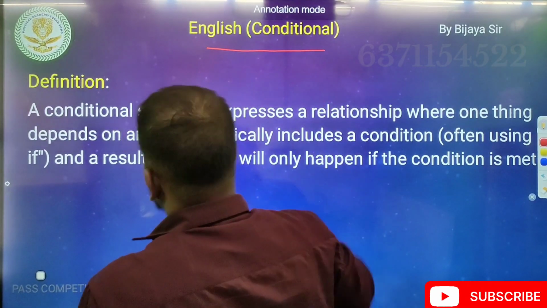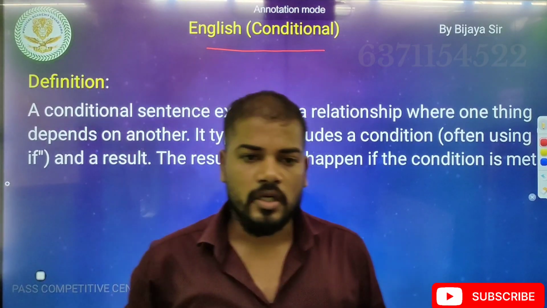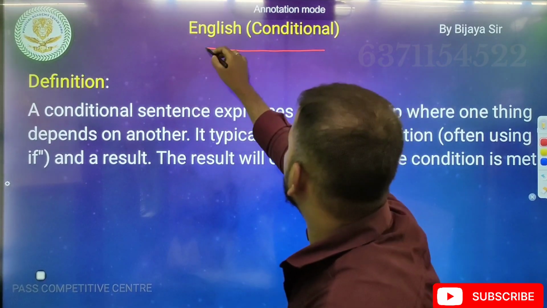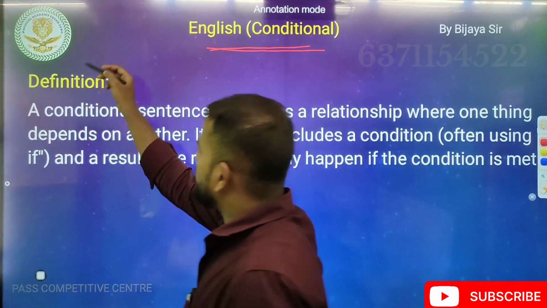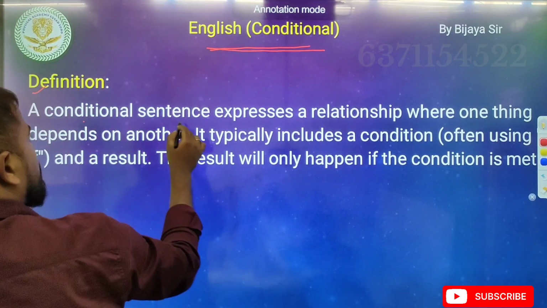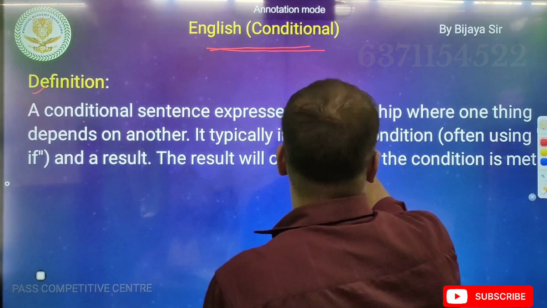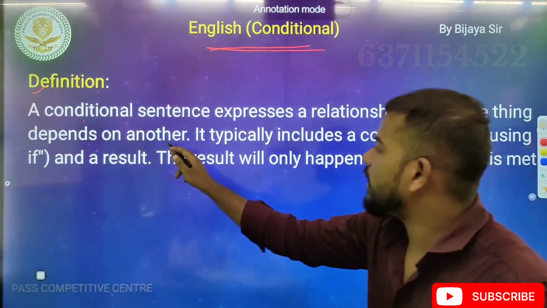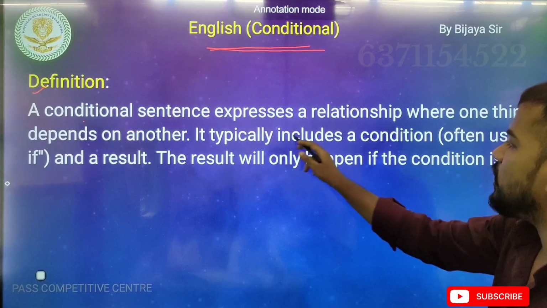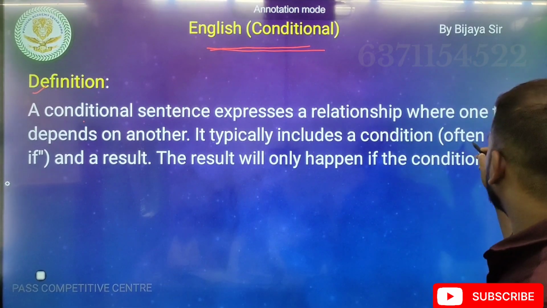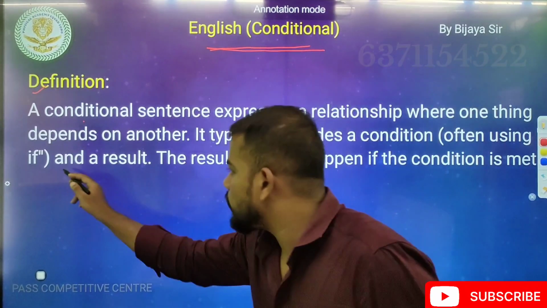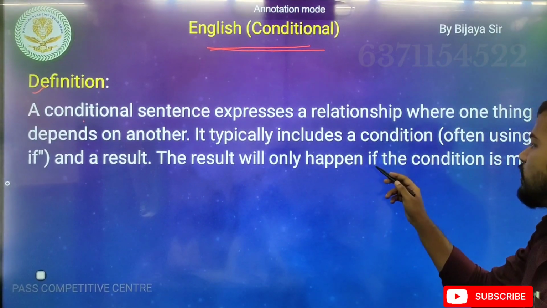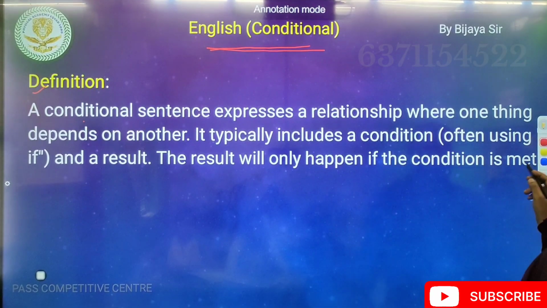Condition, what did we understand? If we are talking about condition, condition means a certain agreement. So dear students, what is the definition of conditional? A conditional sentence expresses a relationship where one thing depends on another. It typically includes a condition, often using if, and a result. The result will only happen if the condition is met.